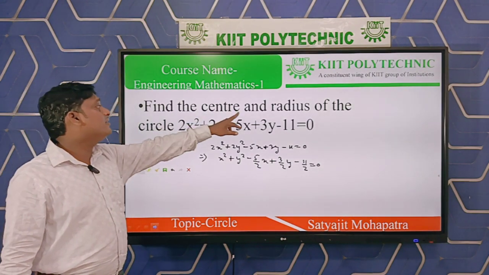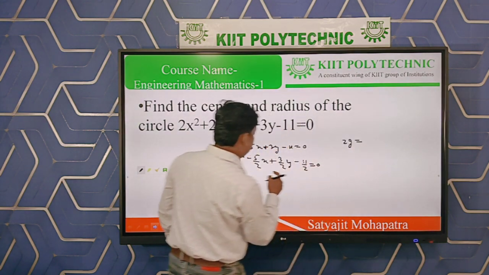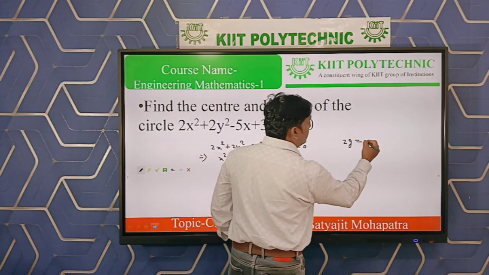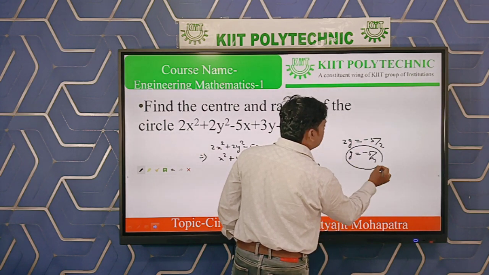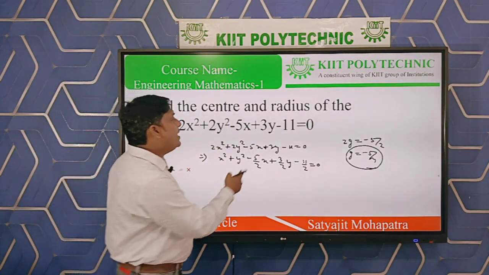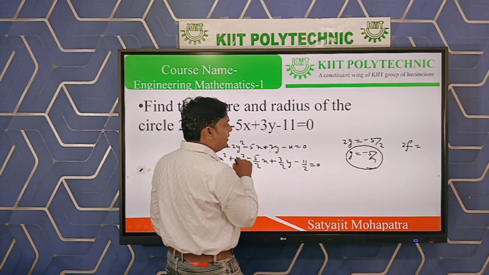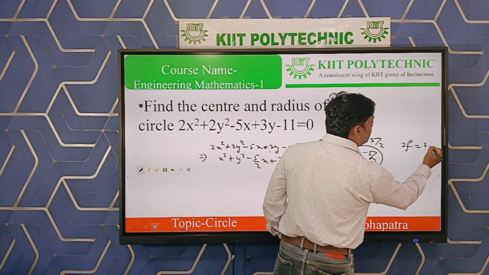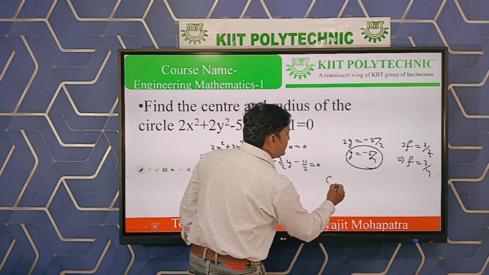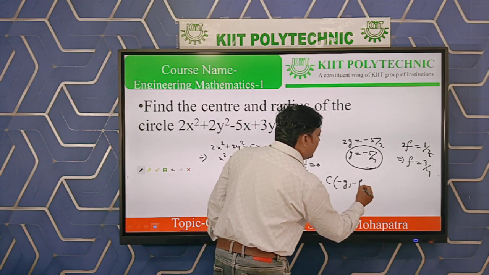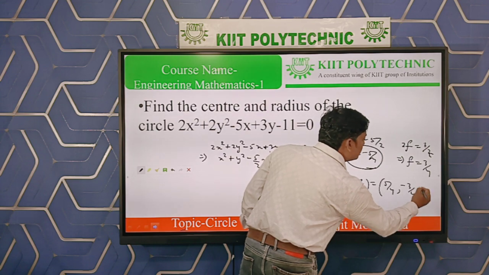We are asked to find the center and radius. All of you know, what is the value of 2g? X coefficient is 2g, that is minus 5 by 2. What will be g? Minus 5 by 4. Then compare, what is 2f here? 2f is equals to 3 by 2. What is f here? f will be 3 by 4. What is our center? Center is minus g comma minus f. That becomes 5 by 4 comma minus 3 by 4.